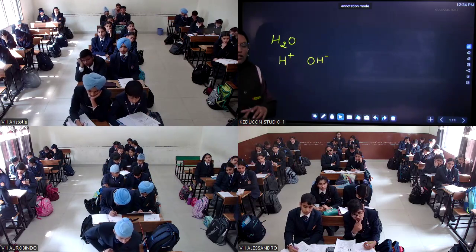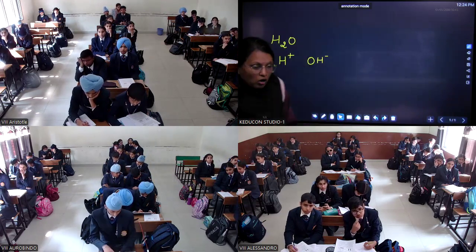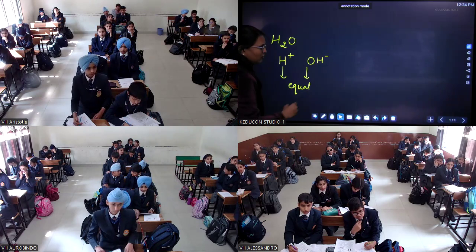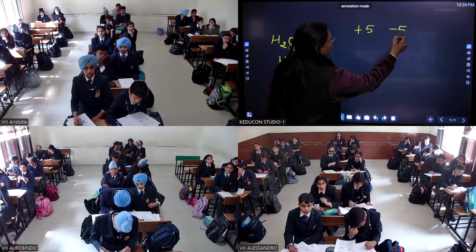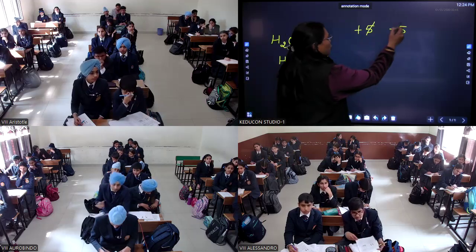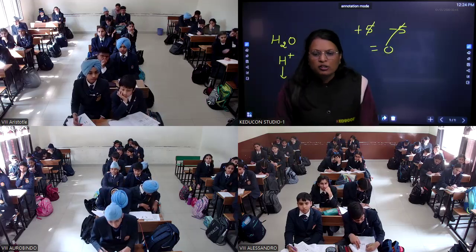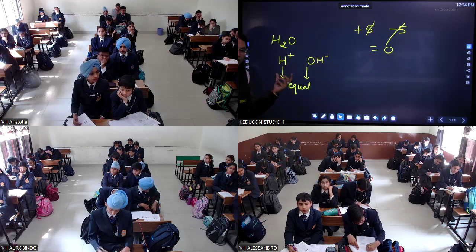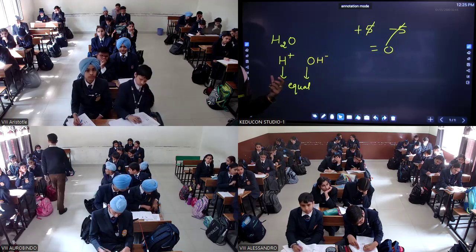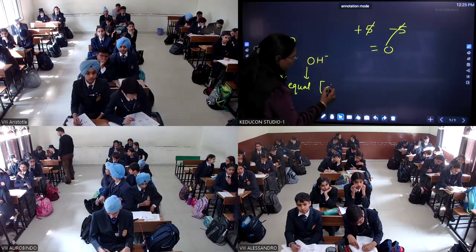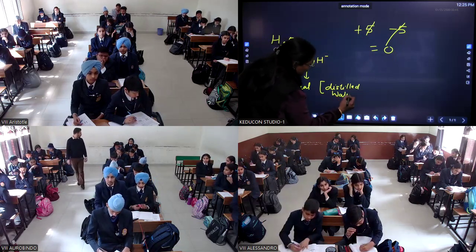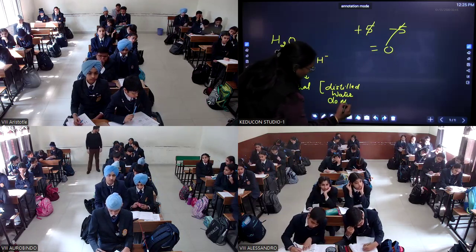Then why is distilled water not conducting electricity? Because the number of these ions is equal. Like if you have +5 and -5, then the answer will be 0, they cancel out. There will be no charge. So similarly here, H plus ions and OH negative ions are equal in amount, and that is why distilled water does not conduct electricity.